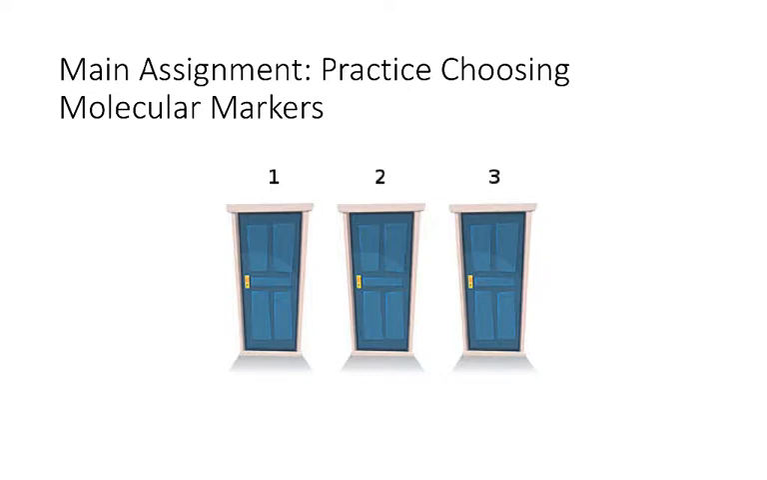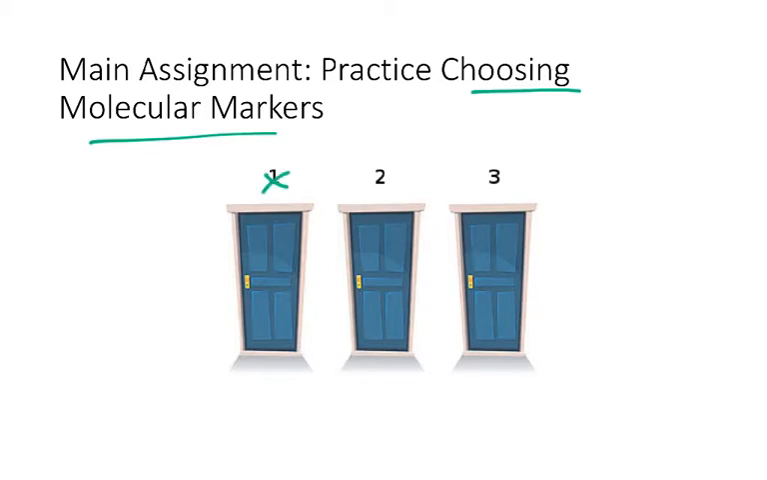And then at the end of the module, we'll put all of that information together and do an assignment that will give you practice choosing what molecular markers to use. So I'll basically give you different scenarios and ask you what type of marker would you use to address this question and why. So if we think of these doors here I'm showing can represent different options.